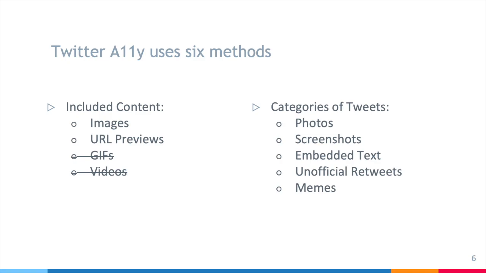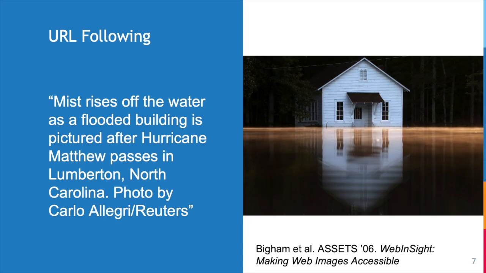What methods can we use to make alt text? We looked at 6 of them, and I will give an example of each. Whenever someone shares a link on a site like Twitter, there's often a URL preview that is included with the social media post. This is a common source of images. One thing we do is get information from the linked web page, which is called URL following. It looks for alt text for that same picture on the linked web page.